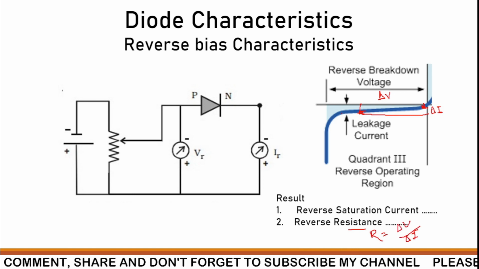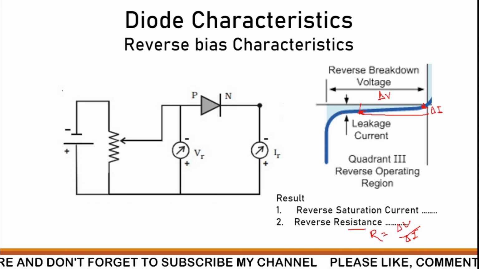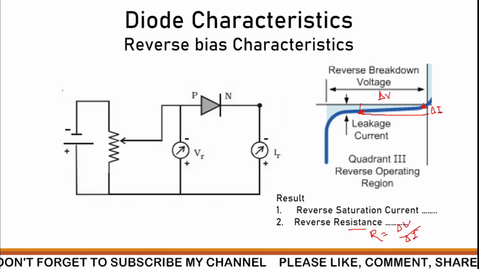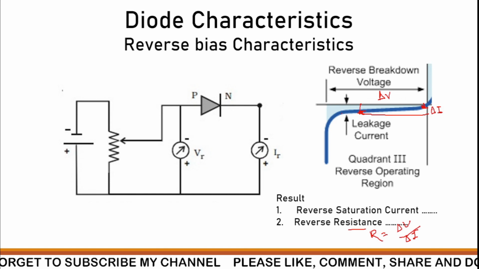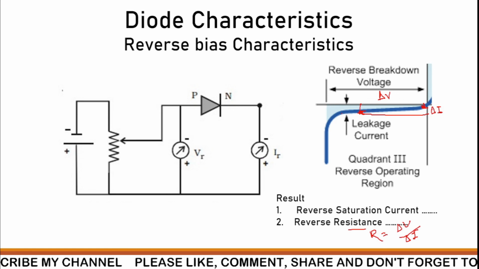So you just take the observation table from that video, draw the graph, and then calculate the reverse saturation current and reverse resistance. So this is the way the diode characteristic practical can be done.